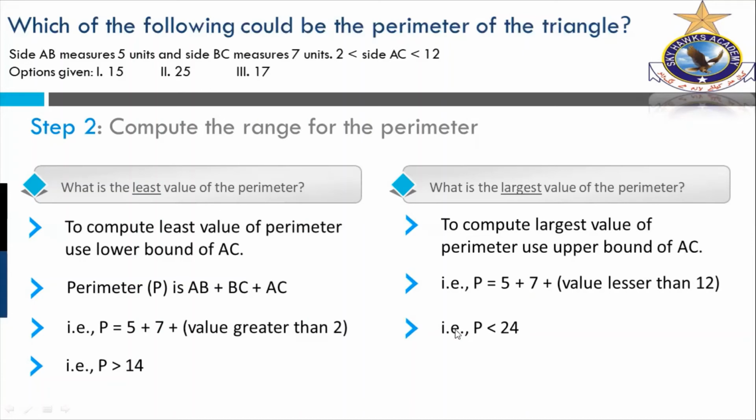Okay. Now we have the two parameters. The perimeter must be greater than 14, but less than 24. Now coming back to the options. Options are given. These are the three options. So P must lie between 14 and 24. P must be greater than 14, so greater than 14 is 15, and P must be less than 24.